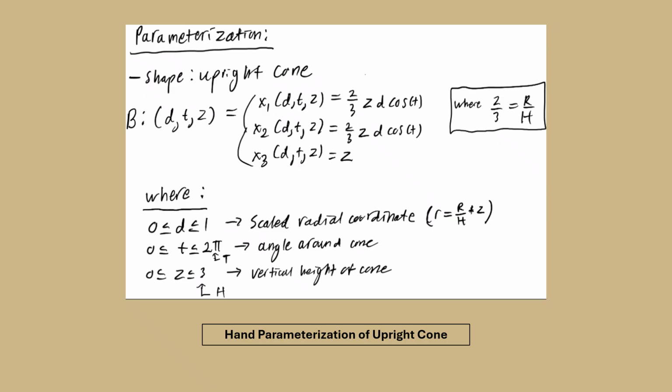I began my hand calculations by parameterizing the body by hand, where the 2/3 constant at the front of the parameters represented radius over height. The three parameters are d, which is the scaled radial coordinate that runs from 0 to 1 and helps model the radius from the origin to the top of the base of the cone rather than representing it as r over h times z. The second parameter is t, which represents the angle around the cone and runs from 0 to 2 pi. The third parameter is z, which represents the vertical height of the cone and runs from 0 to 3, which is also h.